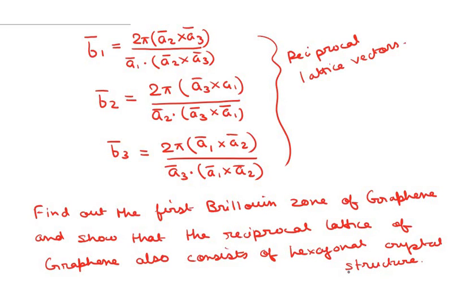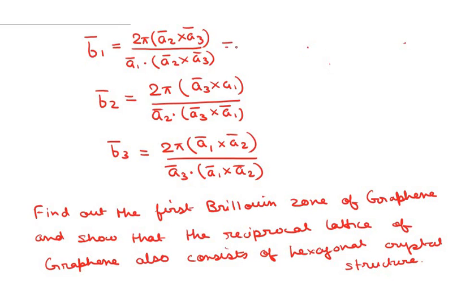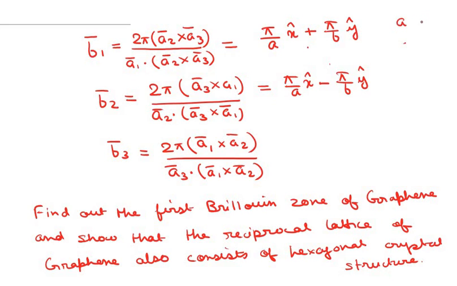Okay, so I am just stating it here, let me write the expressions actually. I am not doing the computations, but if you do the computations, this would basically become B1 equals pi divided by a x cap plus pi divided by b y cap, and B2 is equal to pi divided by a x cap minus pi divided by b y cap, where a is equal to 3 by 2 a0 and b is equal to root 3 by 2 a0.